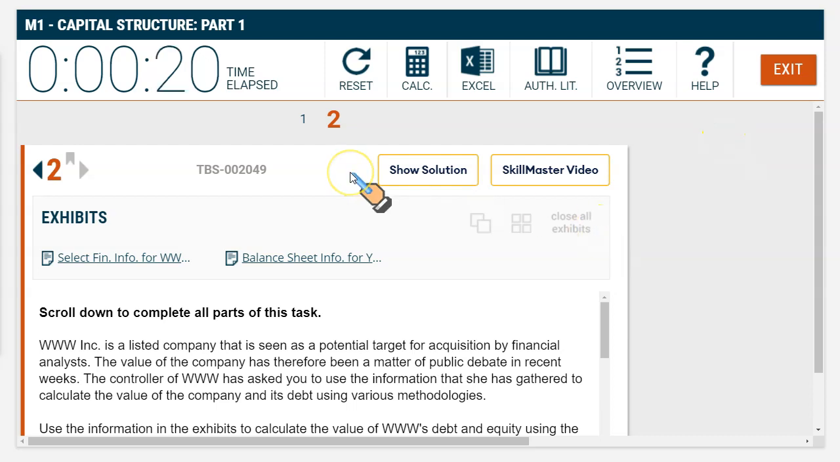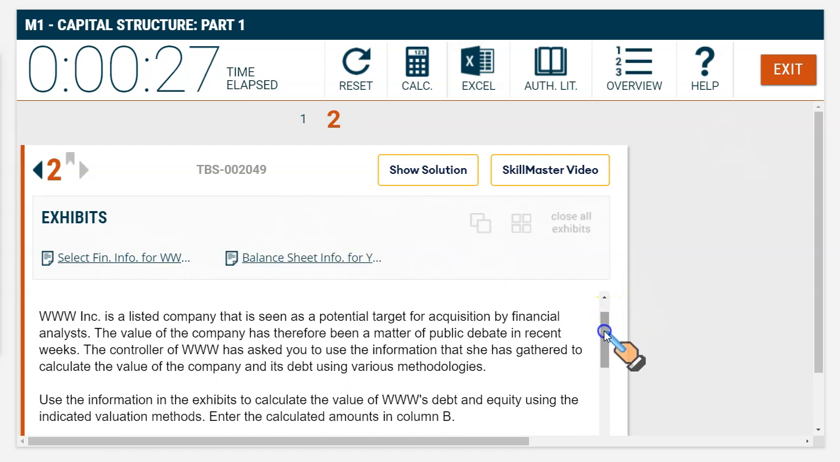Okay, now this is your second simulation related to capital structure part 1, and there are 2 exhibits. Now what do we have?